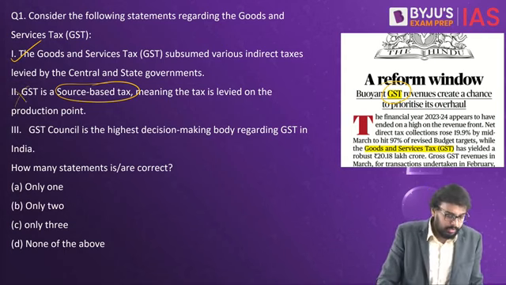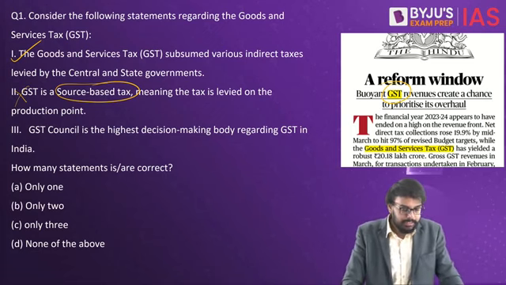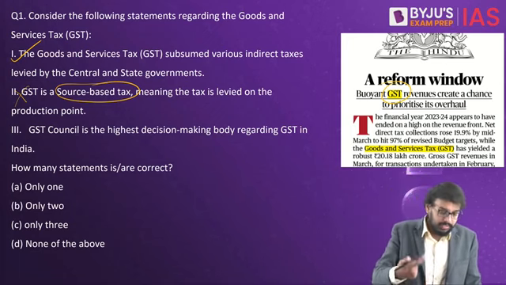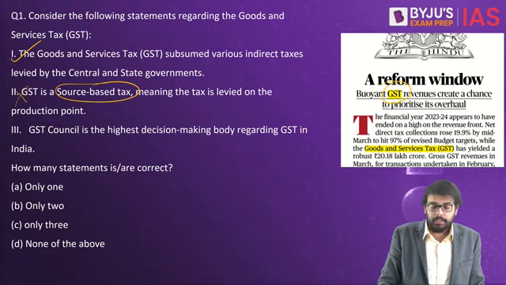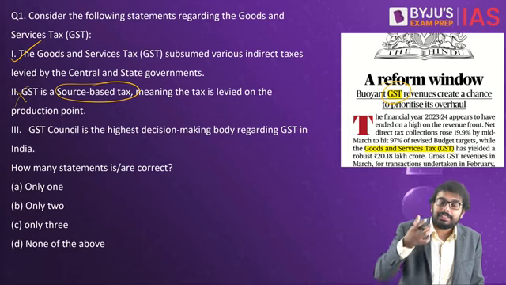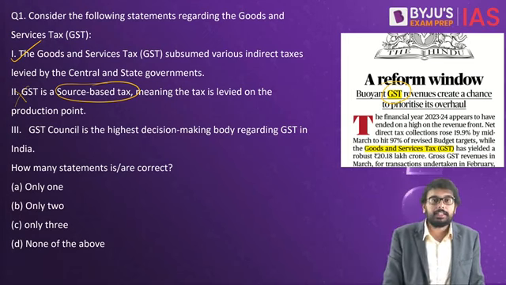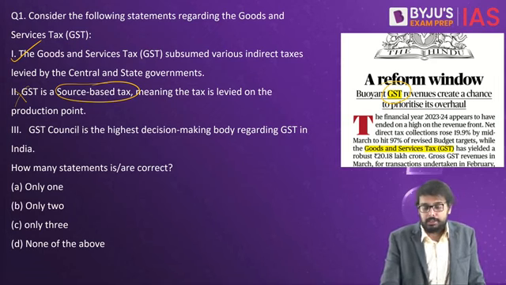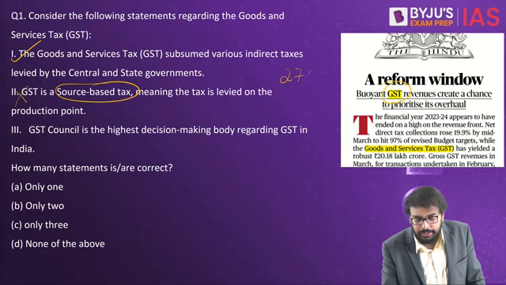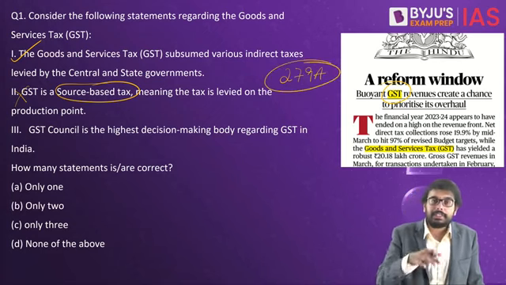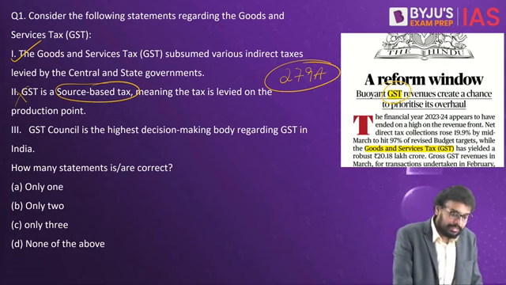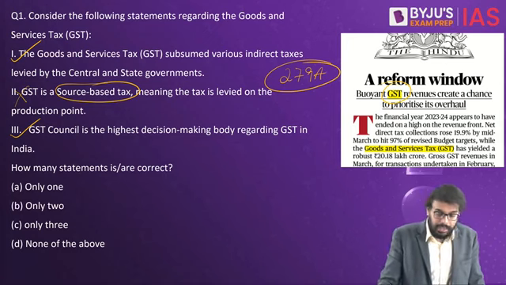So what about statement 3? Statement 3, GST Council is the highest decision making body regarding the GST in India. Is it true? Is the GST Council the highest decision making body in the GST setup? What do you think? Yes, indeed, GST Council is the ultimate authority to make any changes regarding any tax slab, etc. in the GST. Article 279A empowers the GST Council to take all the important decisions regarding GST. So again, GST Council is the highest decision making body.